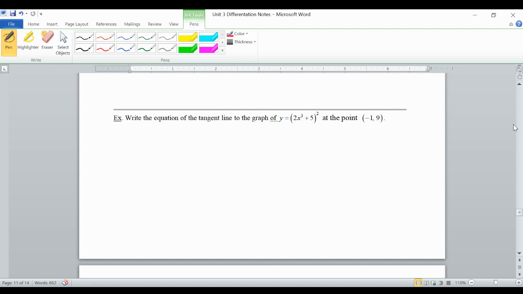So remember, if you want to write the equation, you need a slope and a point. You have your point, you just don't have your slope. And if you want to find your slope, you need to use the derivative to do that. So we need to find the derivative of this function. So we're looking for y prime. This is another chain rule example.